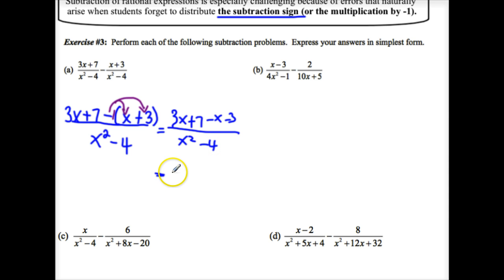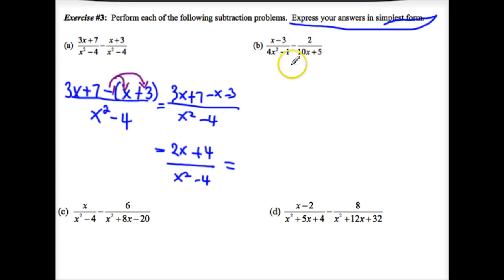Then I'm going to simplify. This becomes 2x, because 3x take away 1x is 2x plus 4 over x squared minus 4. Now simplify, because it says express your answer in simplest form.